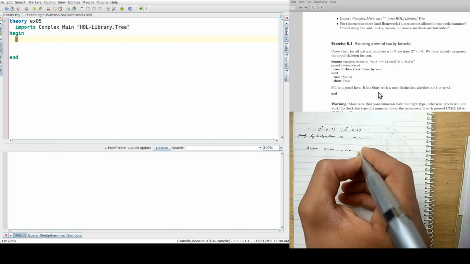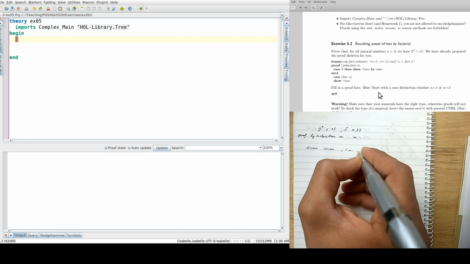For n factorial plus n factorial, we also have that n factorial plus n factorial is strictly smaller than n factorial plus n times n factorial.